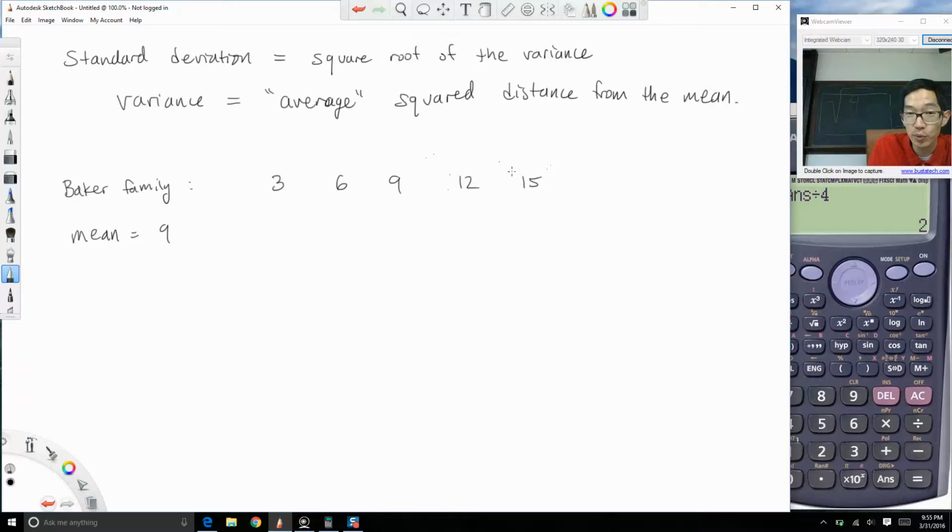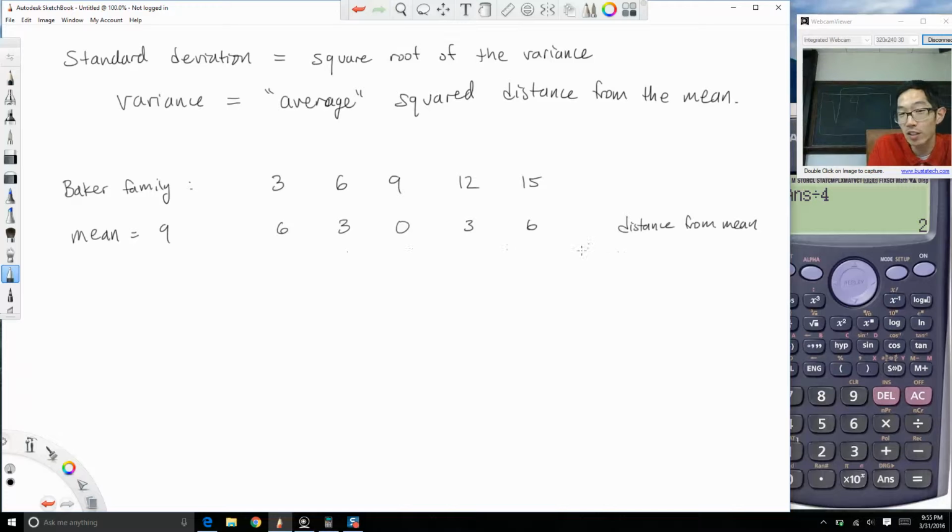So what we're going to do is create a few rows. We're going to have the distance from the mean. How far is 3 from the mean of 9? 6. How far is 6 from the mean of 9? 3. How far is 9 from the mean of 9? 0. 12 and 15 are 3 and 6 units away. So this is the distance from the mean.